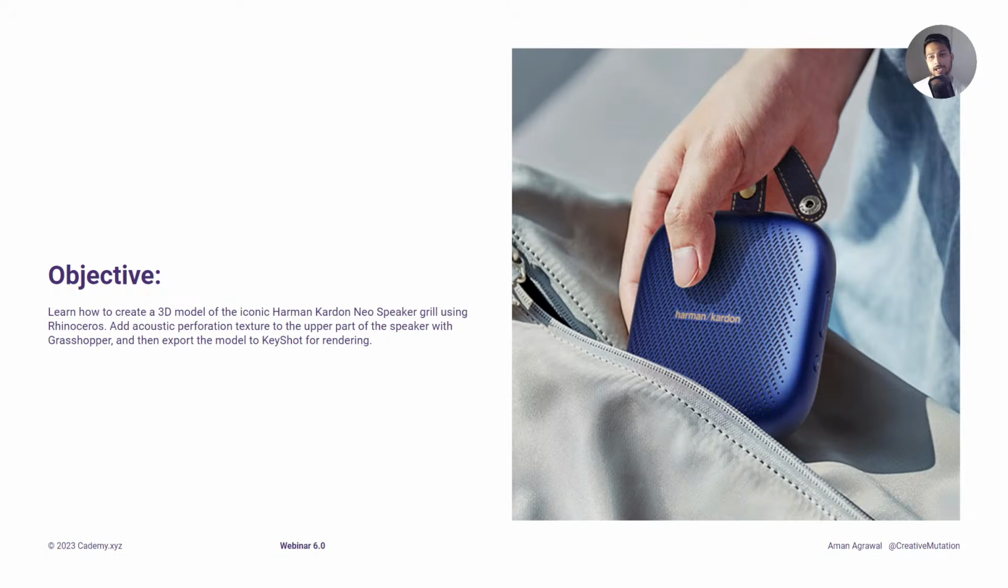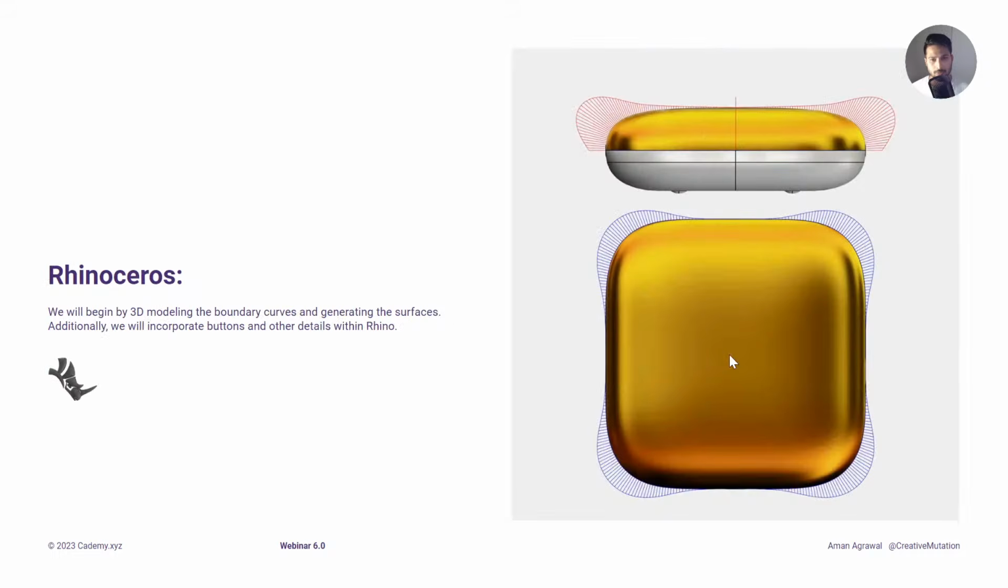We will learn how to model this iconic Harman Kardon speaker, first in Rhino, then in Grasshopper, and renders in Keyshot. Okay, so what are the steps that we have to follow? We will start first in Rhino. We will create the curves. Based upon the curves, we will generate the surfaces and solids. We will add the buttons and prepare the overall geometry.